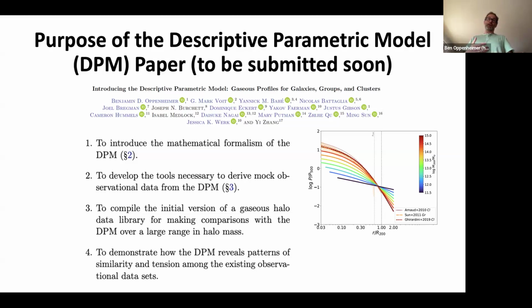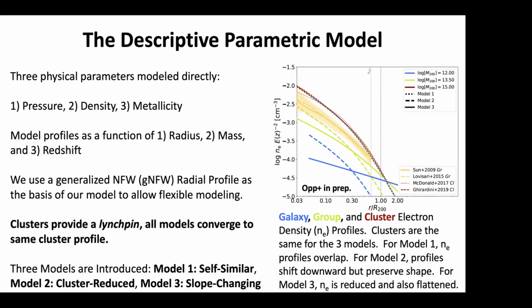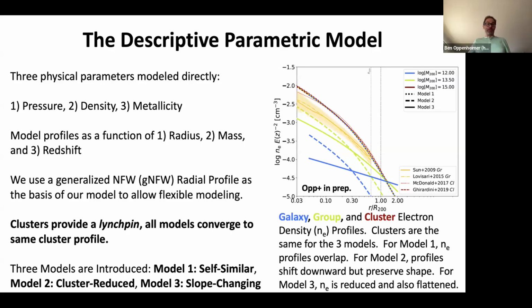I should say this is part of a Hubble grant, actually, a cost-inspired Hubble grant from cycle 31, and it's pretty much done now. And I'm going to publish the results and give this tool to the community. So the descriptive parametric model is a set of physical profiles corresponding to three physical parameters: pressure, density, and metallicity. And from that, you can derive other things. The model profiles are a function of radius, mass, and redshift.